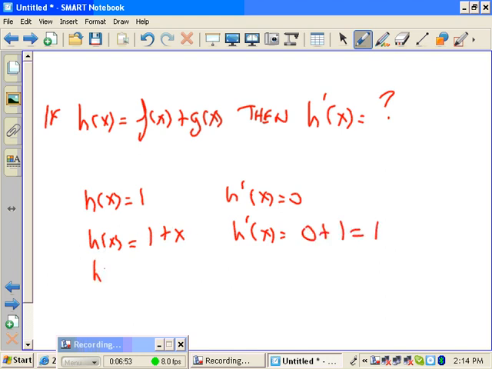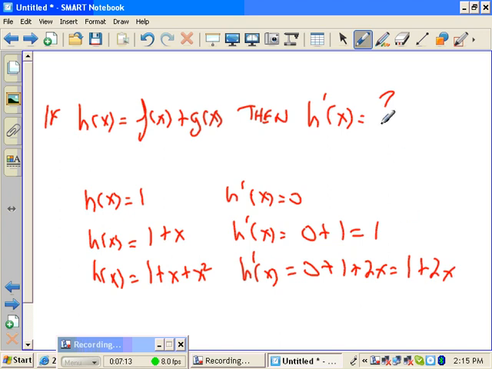All right, what if h of x is maybe a little more complicated? 1 plus x squared. What would you say h prime is? 2x plus 1, or technically 0 plus 1 plus 2x. Or 1 plus 2x or 2x plus 1, whatever, right? So that's our guess. The derivative of the sum of two functions is the sum of their derivatives. That's our guess. Can we prove it?